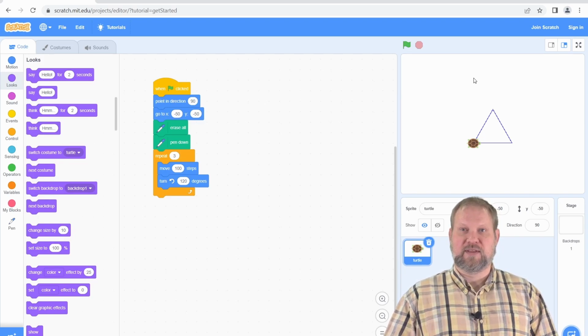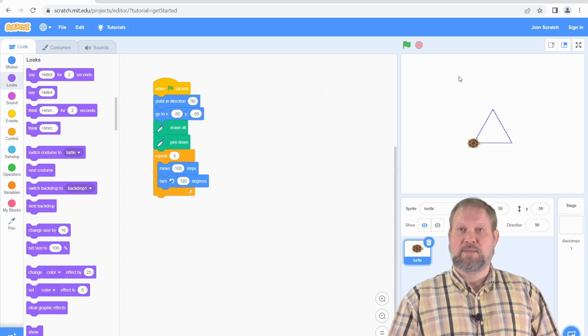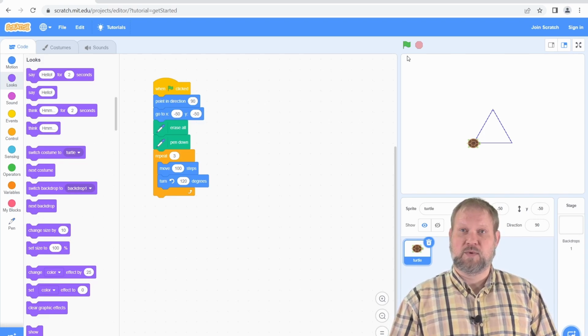So just be aware that that is a bit of a difference that you'll run into. Also, if you do graphical programming in something other than Scratch, you will probably run into a slightly different coordinate system that we use in computer graphics, where we actually put the origin at the upper left-hand corner, and the y-axis increases in a downward direction.